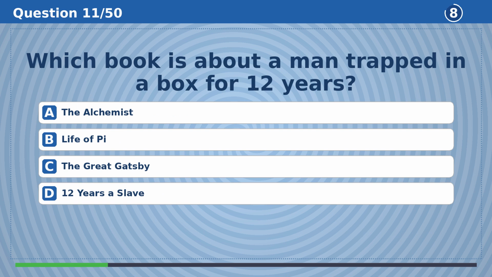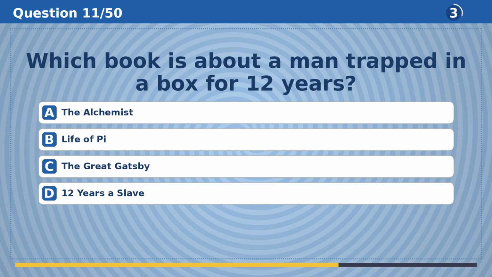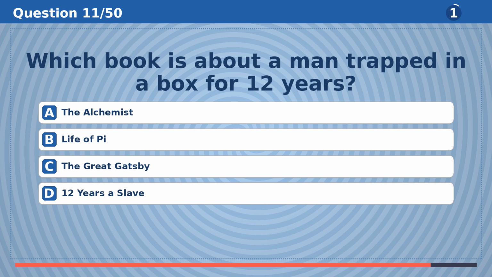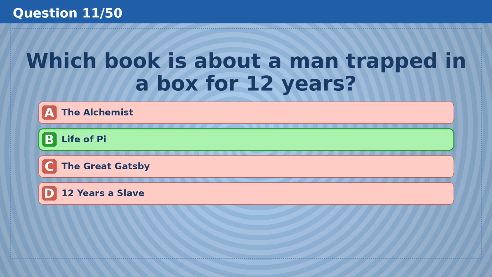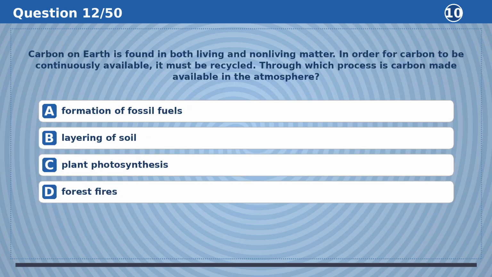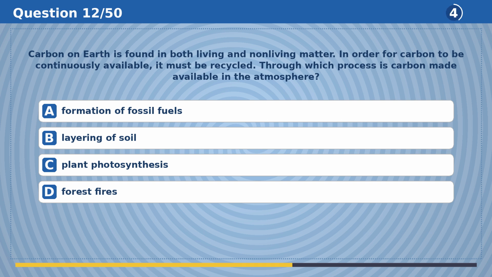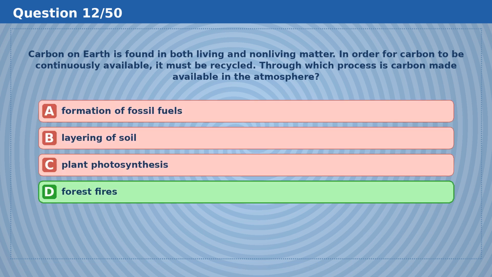Which book is about a man trapped in a box for 12 years? The answer is B, Life of Pi. Carbon on Earth is found in both living and non-living matter. In order for carbon to be continuously available, it must be recycled. Through which process is carbon made available in the atmosphere? The answer is D, forest fires.